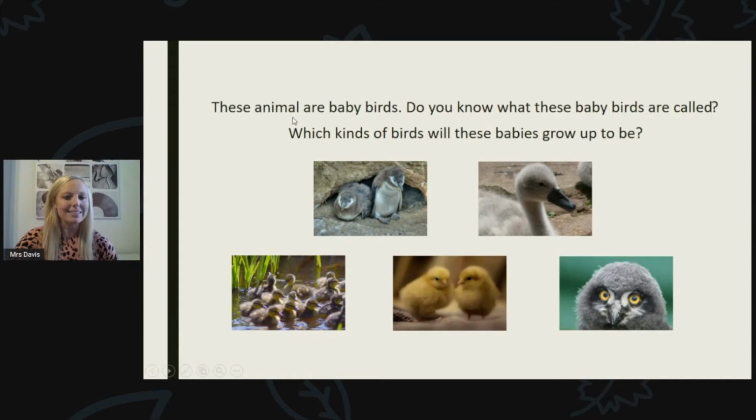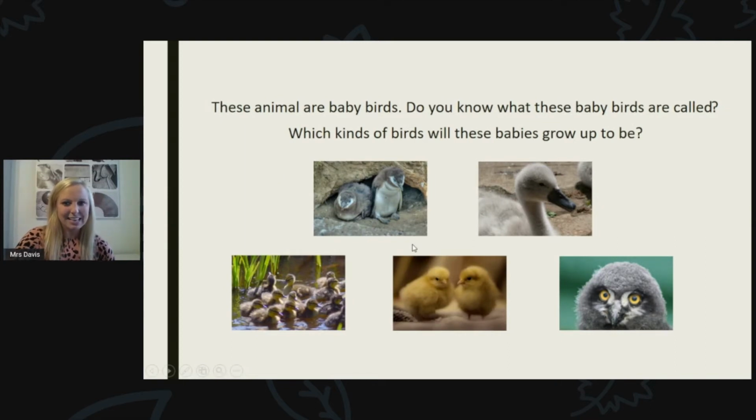These are our birds, aren't they? So remember birds? We know that they've got beaks, they've got feathers, they've got wings, they lay eggs, don't they? So do you know what these baby birds are called? What kind of birds will these babies grow up to be? So again, I'd like you to pause the video, have a good look at the pictures, write down or see if you can work out what these are. Pause the video now.